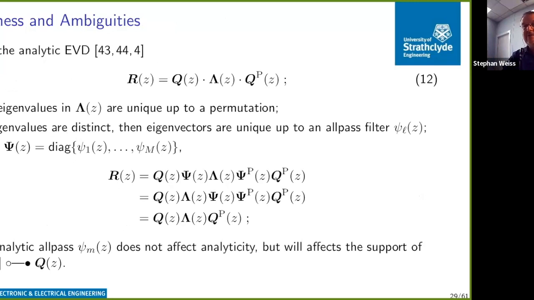However, there's an ambiguity with respect to the eigenvectors. And this is perhaps not surprising, because if you take a look at the standard EVD of a Hermitian matrix, you also have a phase ambiguity of the eigenvectors. So if you think about writing down your analytic EVD on top here, you can basically introduce diagonal matrices of all-pass filters, and you can multiply each eigenvector with an arbitrary all-pass function, and it will still be a valid eigenvector. So there's some ambiguity for the eigenvectors, but the eigenvalues are unique.